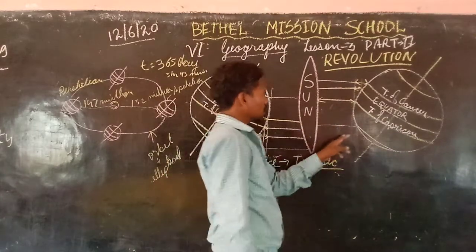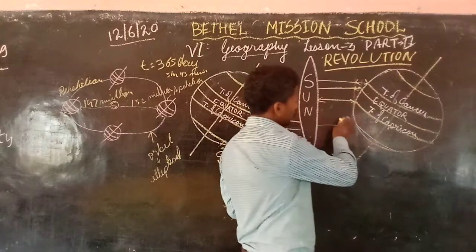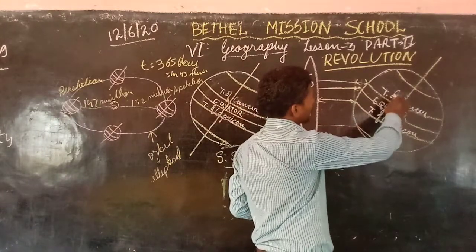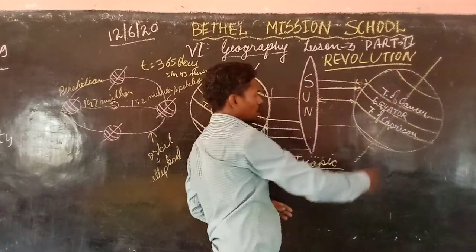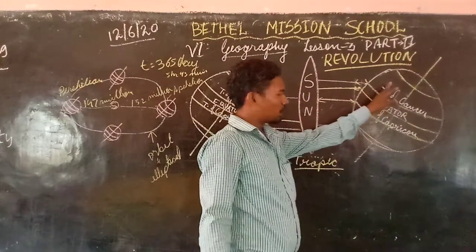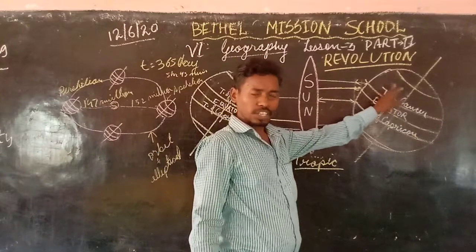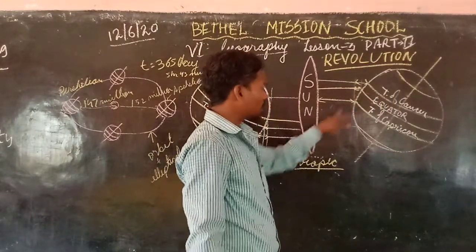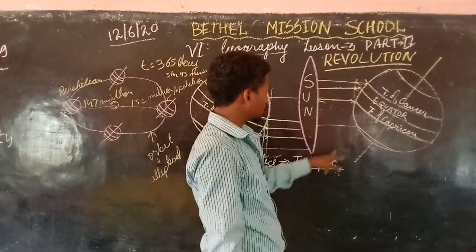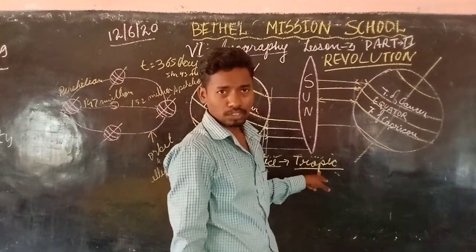But since it is shining over the Tropic of Cancer, and we live in the northern hemisphere, no? We live in the northern hemisphere, above the equator. So it is winter for us. But the sun is shining over the tropic. It is winter for us, and the sun is shining over the tropic. Therefore, it is called winter solstice.